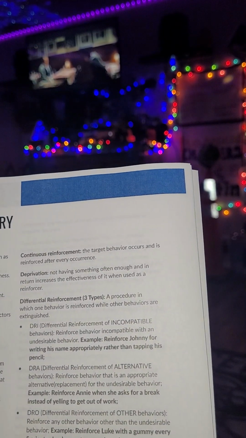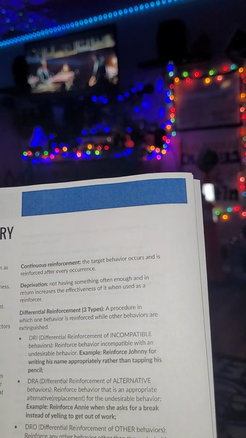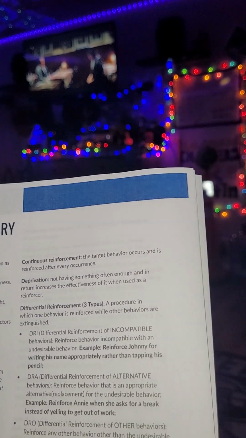Differential reinforcement. 3 types. A procedure in which one behavior is reinforced while other behaviors are extinguished. DRI, differential reinforcement of incompatible behaviors. Reinforce behavior incompatible with an undesirable behavior.